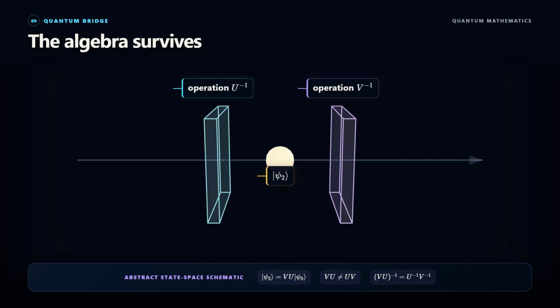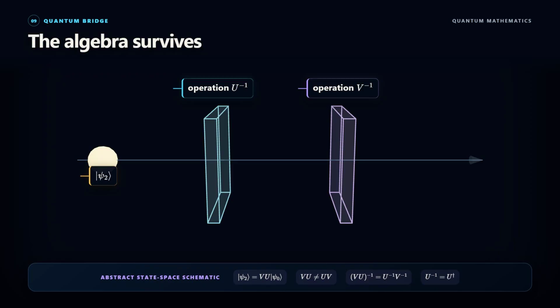To reverse a reversible sequence, the inverse order flips. The inverse of VU is U inverse V inverse. For unitary quantum operations, each inverse is its conjugate transpose, written U dagger. The detector movie gives us visual intuition for this algebra, without pretending the physical pictures are identical.